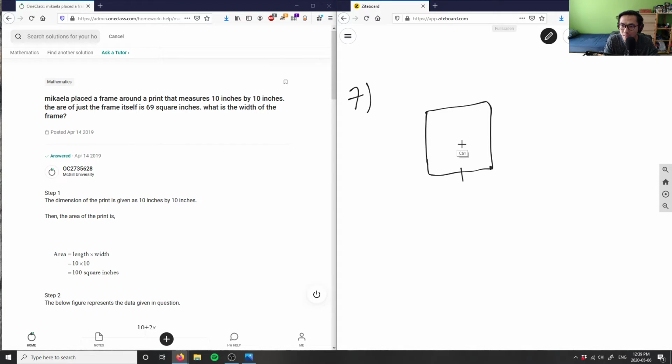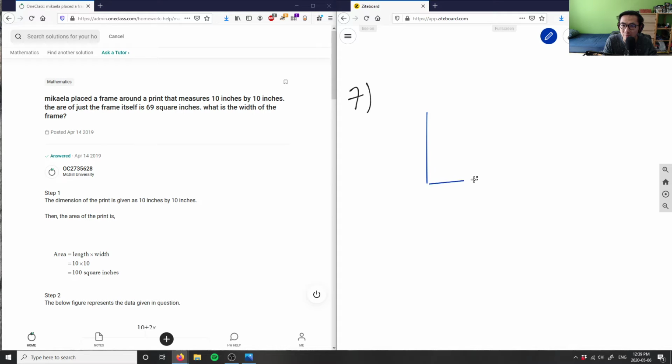Or actually, let me write this inside. It says 10 by 10. And then I'm putting a frame around the print, right? And then the area of just the frame itself is 69 square inches. Okay. So let me do this in another color actually. Then this here is the frame around the print, right? I think I should have used actually a line tool. So let me just use a line tool just to make it kind of nicer here.